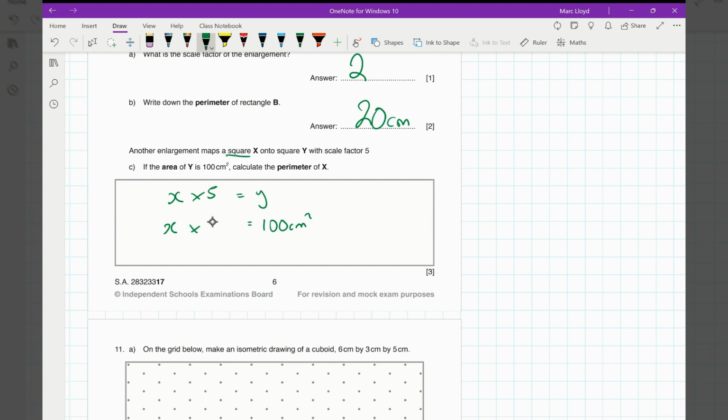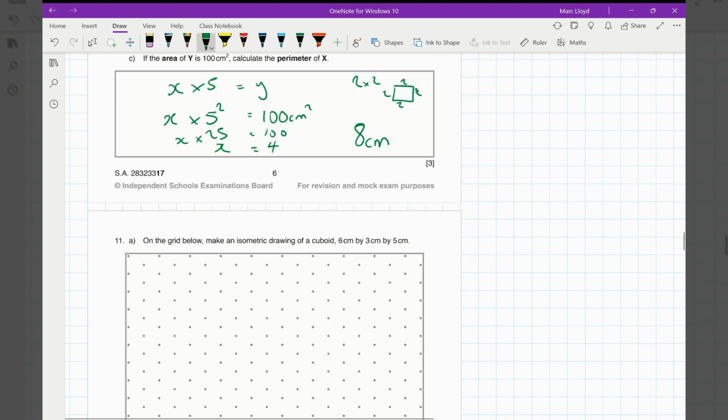And it was multiplied by 5 as a scale factor, and this is something that you hopefully will have been taught. Because the enlargement, we're now talking about the area of it, it's going to be a squared scale factor. So X times by 25 will equal 100. Therefore, X equals 4. That's the area of shape X, and therefore, it's going to be a 2 by 2 square. So because it's 2 by 2, we've got 2, 2, 2, and 2, making that perimeter 8 centimetres.